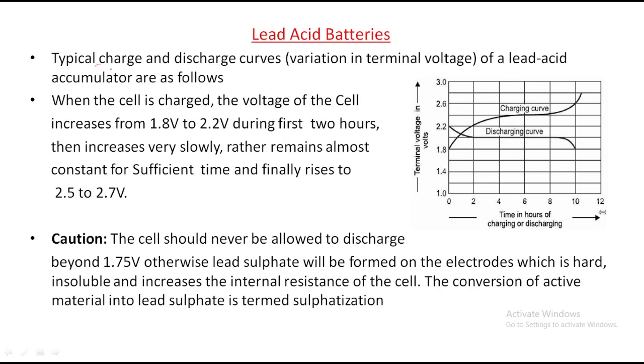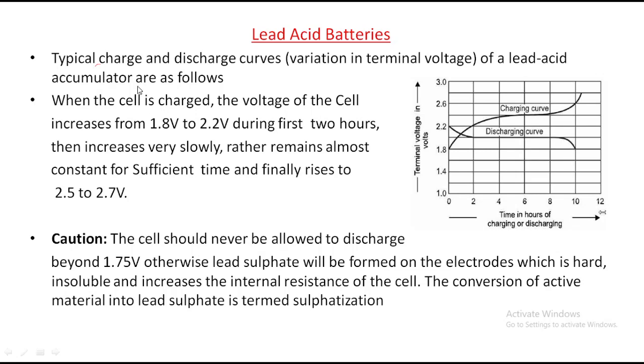This is the typical charge and discharge curves. Variation in terminal voltage of lead acid accumulators are as follows. So the charging and discharging curves look like this. The y-axis is the terminal voltage of the battery, and this is the time in charging or discharging.